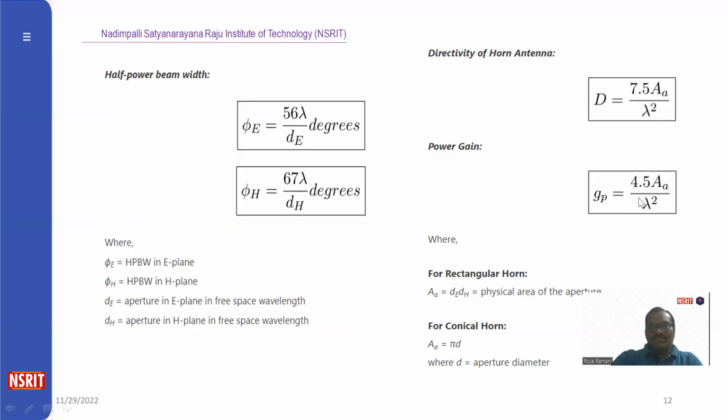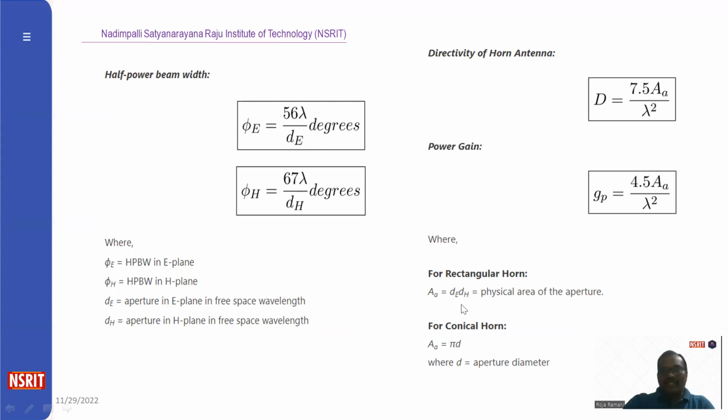The power gain is given by G_P equals 4.5 A by lambda square. A is nothing but D_E into D_H, the physical area of the aperture. For a conical antenna, A is equal to pi d squared by 4, which is circular, where d is the aperture diameter.